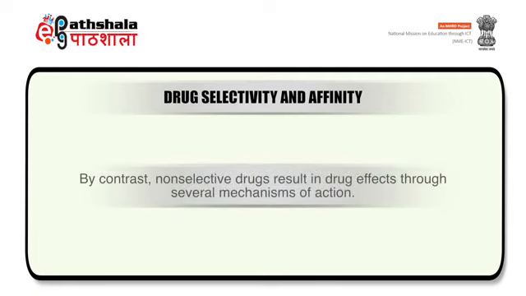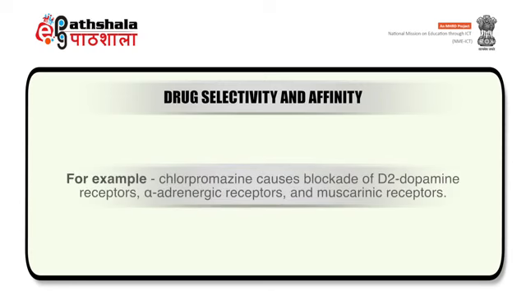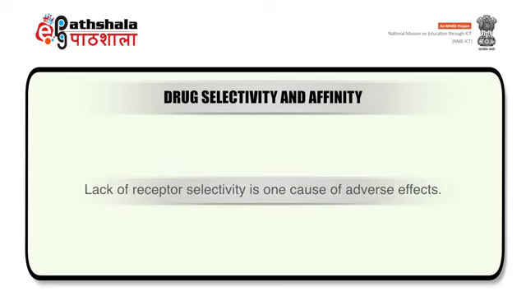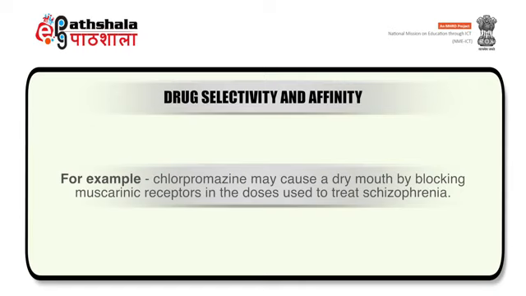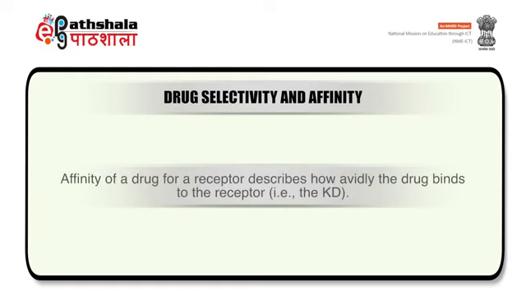By contrast, non-selective drugs produce drug effects through several mechanisms of action. For example, chlorpromazine causes blockade of D2 dopamine receptors, alpha-adrenergic receptors and muscarinic receptors. Lack of receptor selectivity is one cause of adverse effects. For example, chlorpromazine may cause a dry mouth by blocking muscarinic receptors at the doses used to treat schizophrenia. Next is affinity.